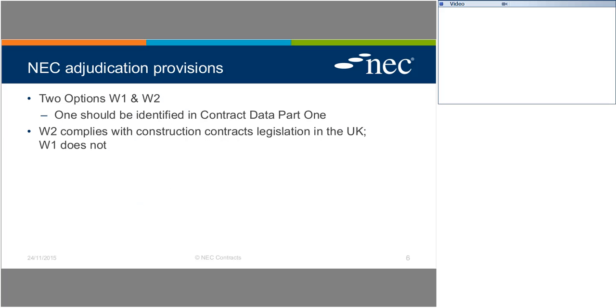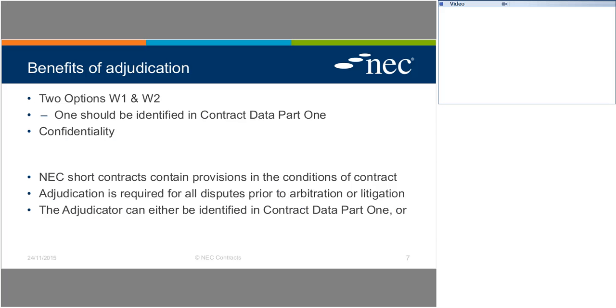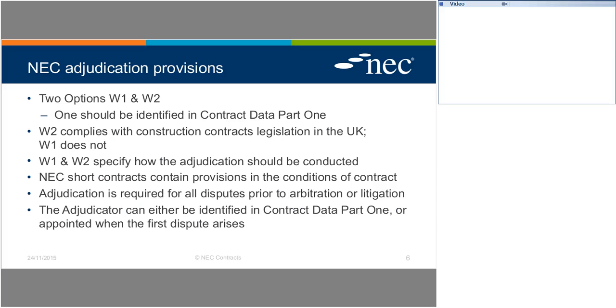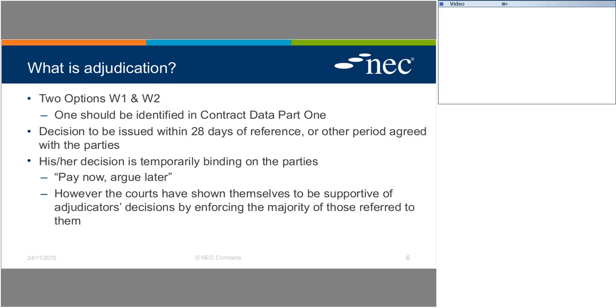So it's temporarily binding, and the phrase that's often used is that the party that has been the subject of the adjudicator's decision should pay now and argue later. So where an adjudicator issues a decision saying that one party should pay another X pounds, they must do so even in the event they believe there is something wrong with the adjudicator's decision and that they intend to take that to further proceedings. The courts have shown themselves in the UK to be supportive of adjudicators' decisions.